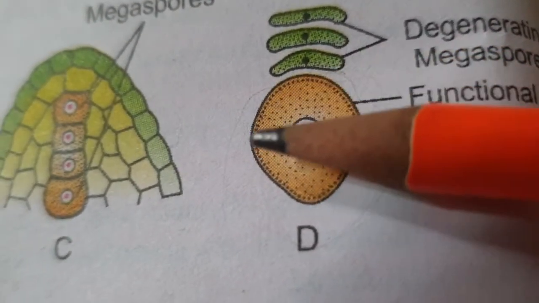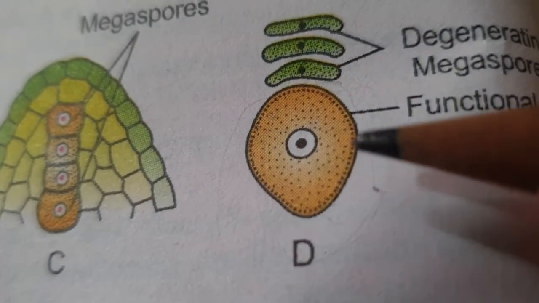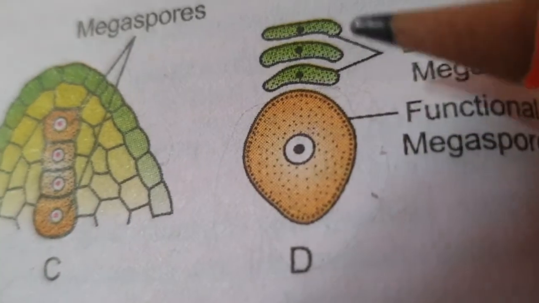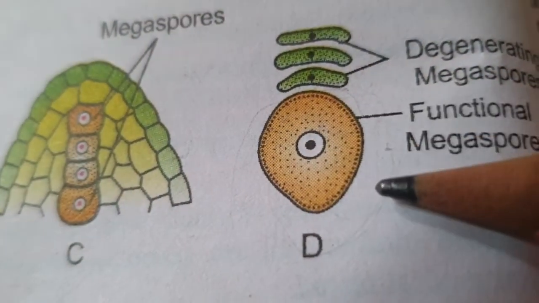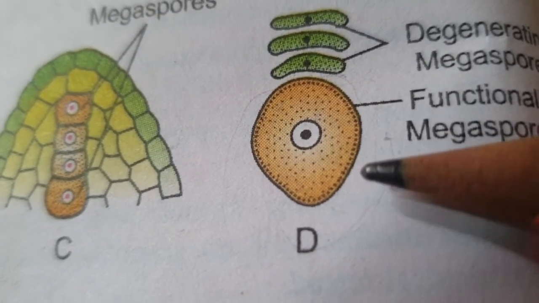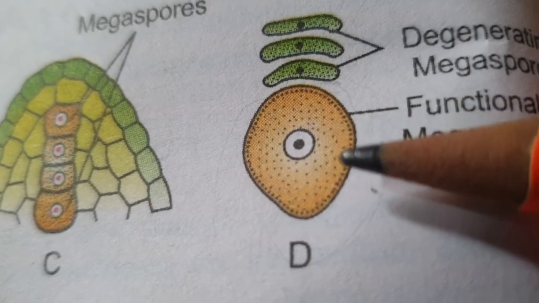Now with the formation of this functional megaspore, the process of megasporogenesis completes. So now we can see that a large female spore is produced, which will now get ready to undergo further divisions to form the female gamete.